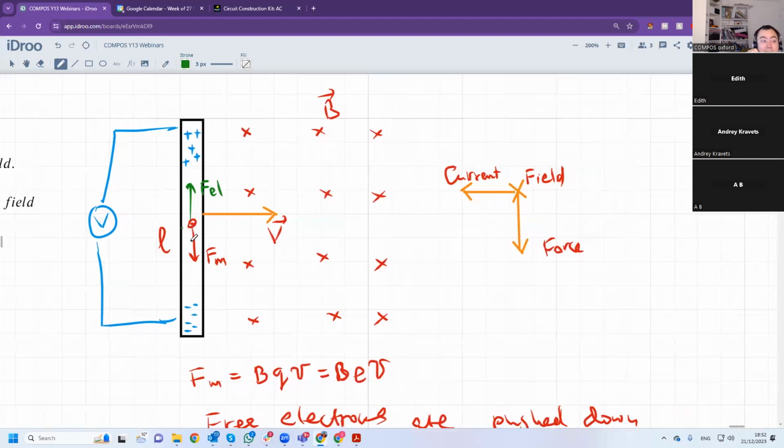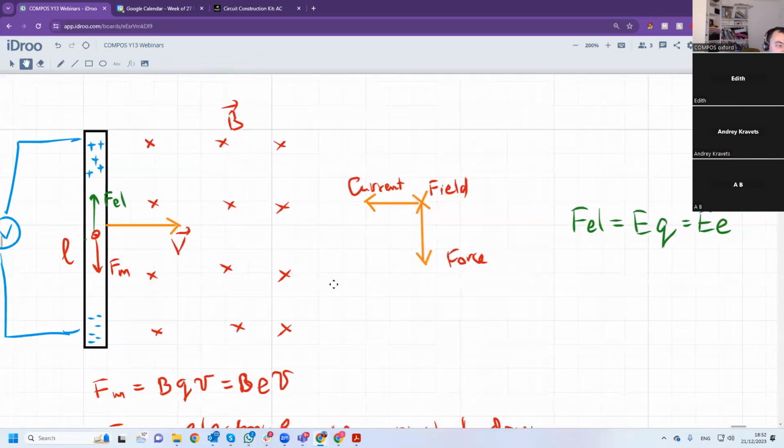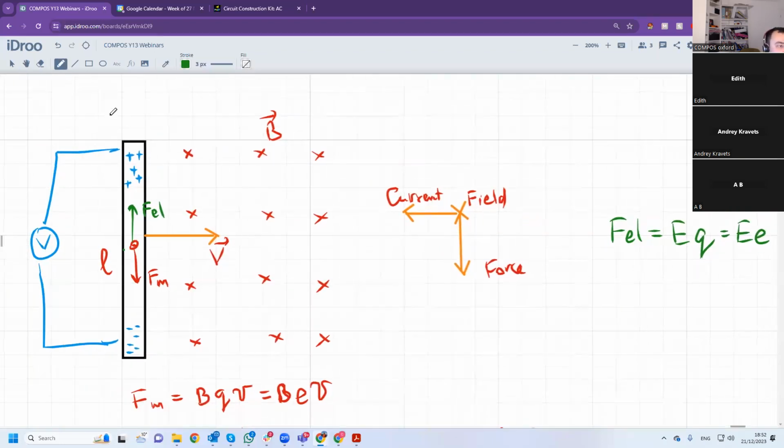And now we have a balance. The electric force, we know that the electric force is the electric field multiplied by the charge, so electric field multiplied by E. However, we also know that the electric field is equal to the voltage divided by the distance between the ends, divided by L.